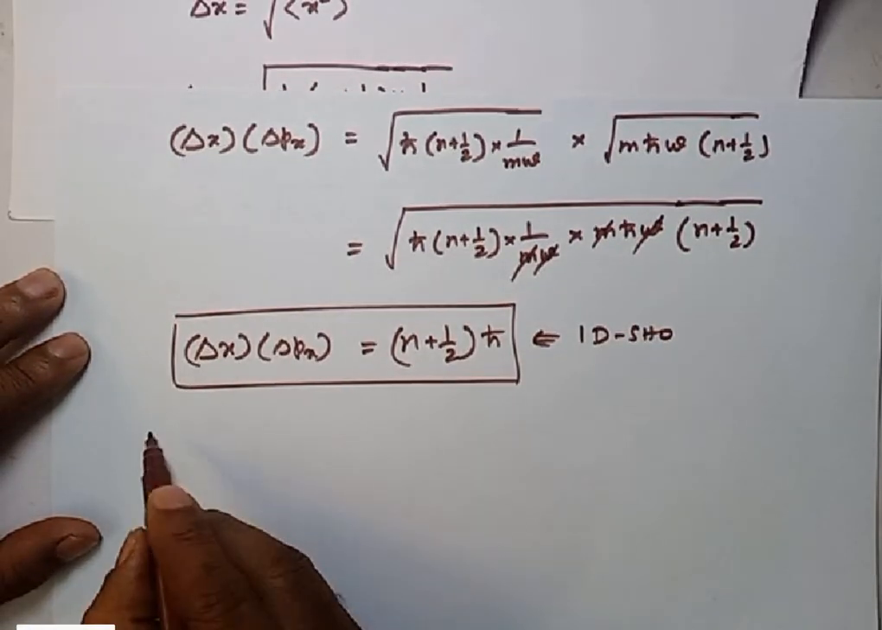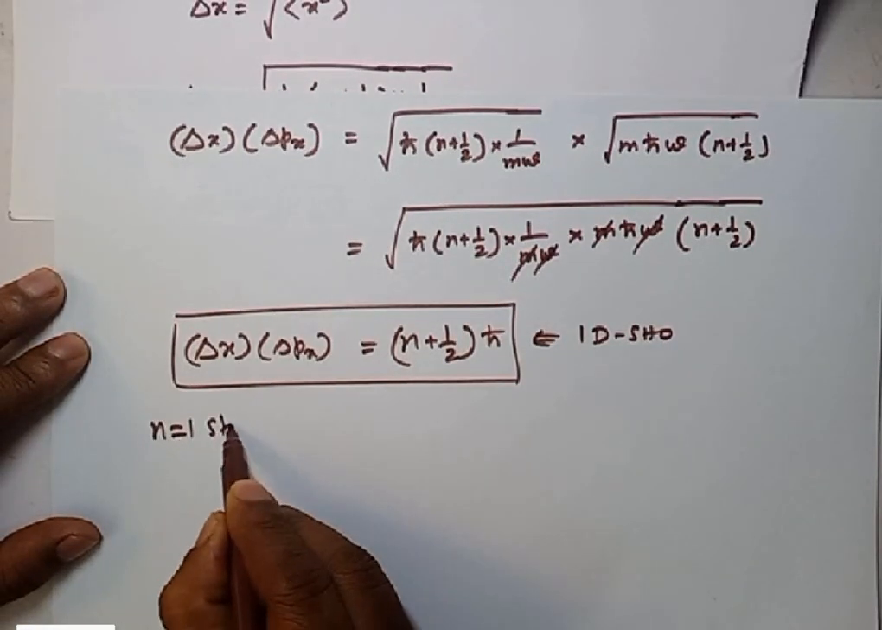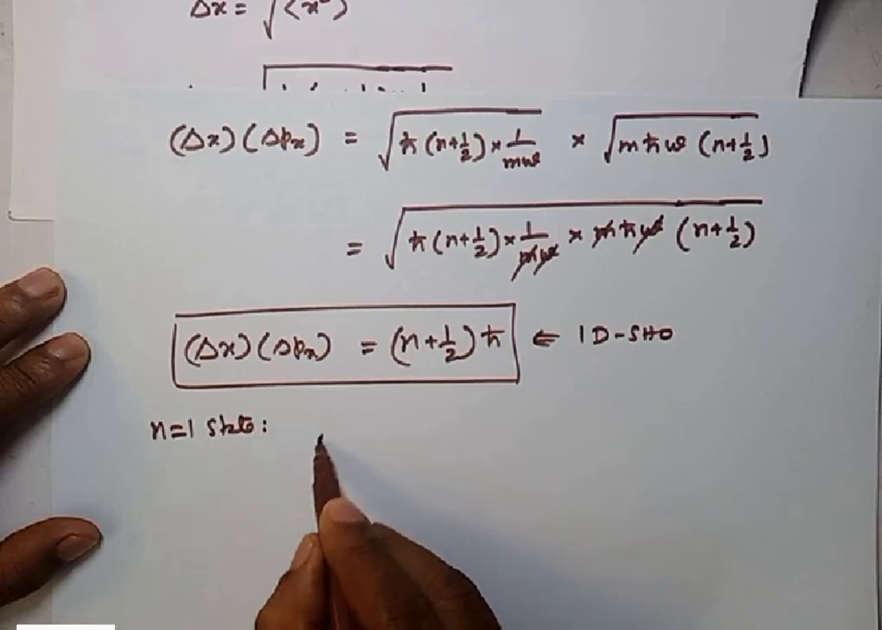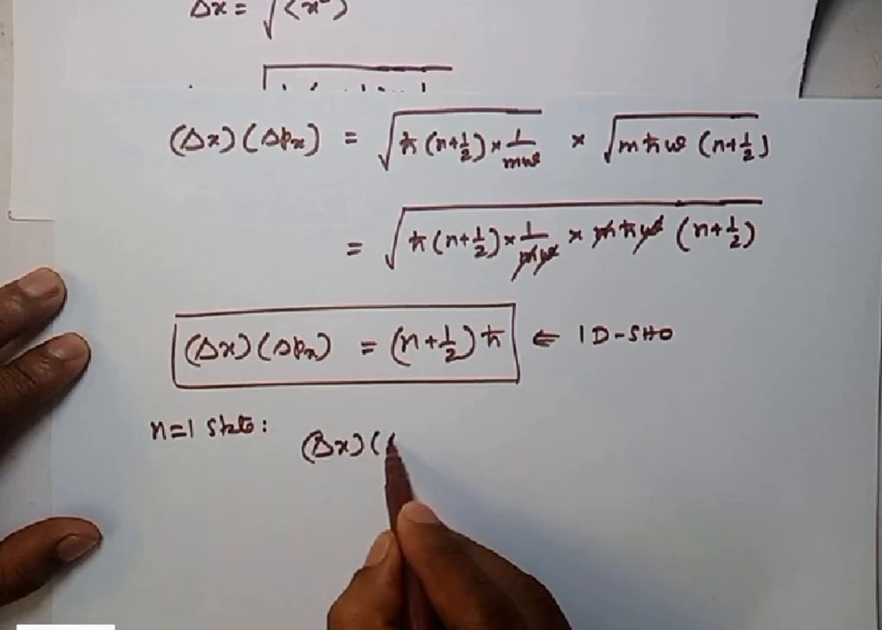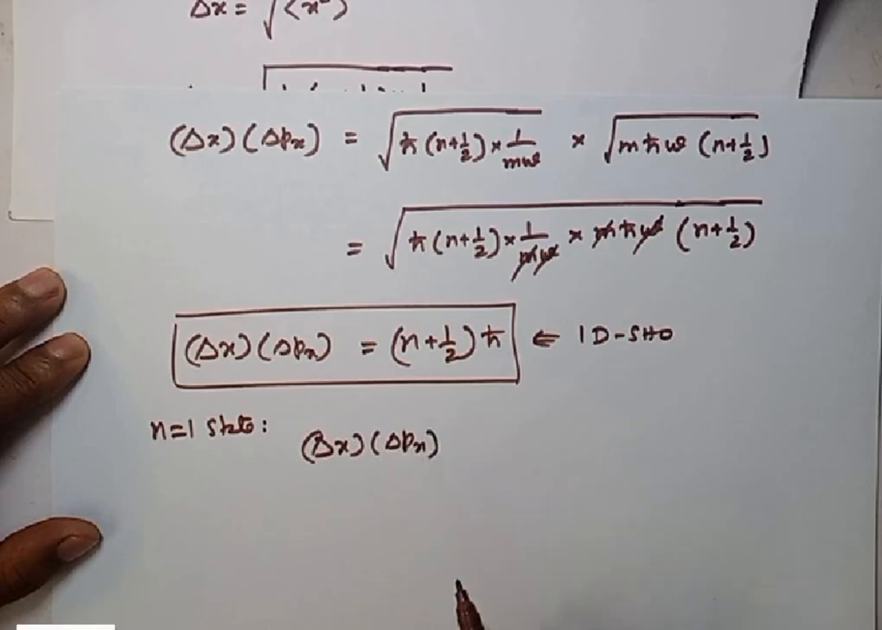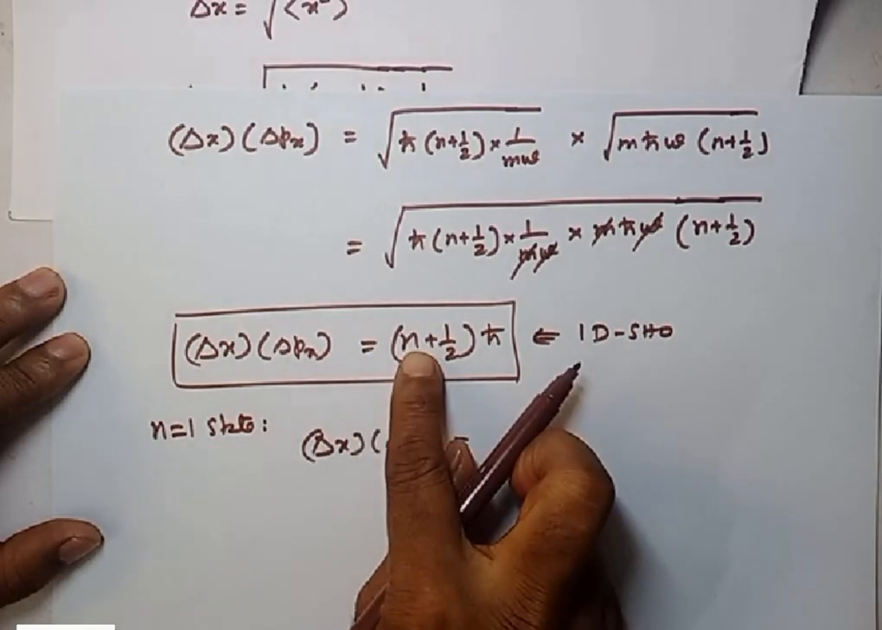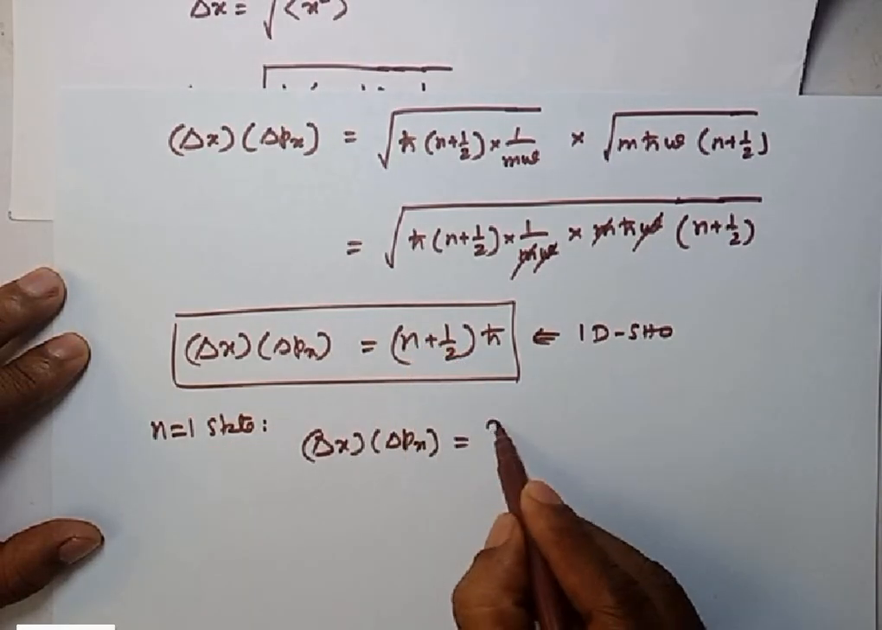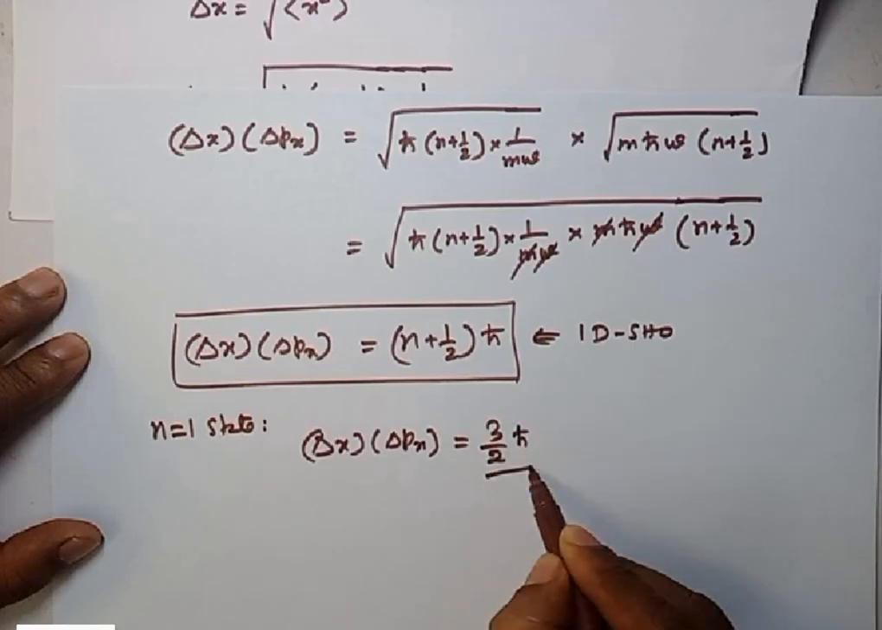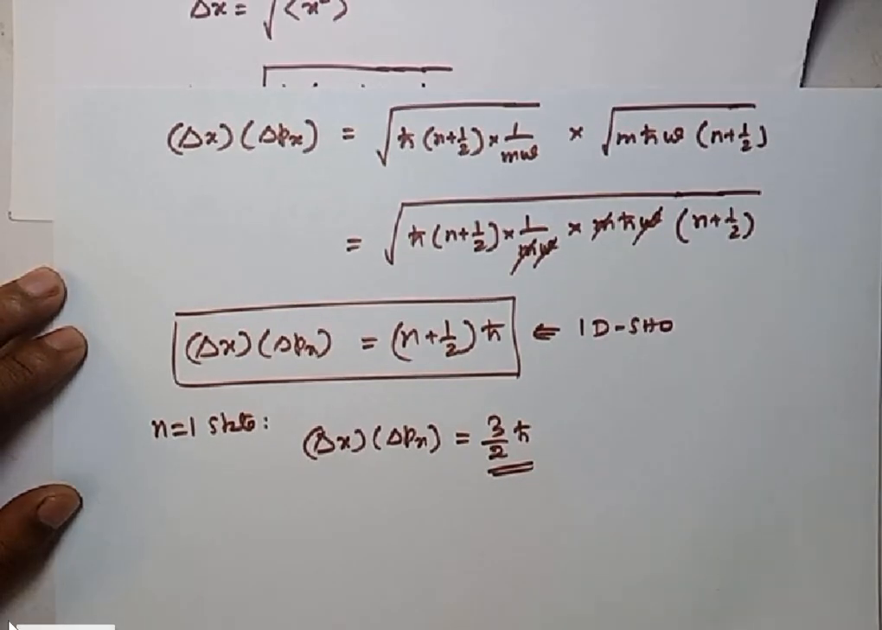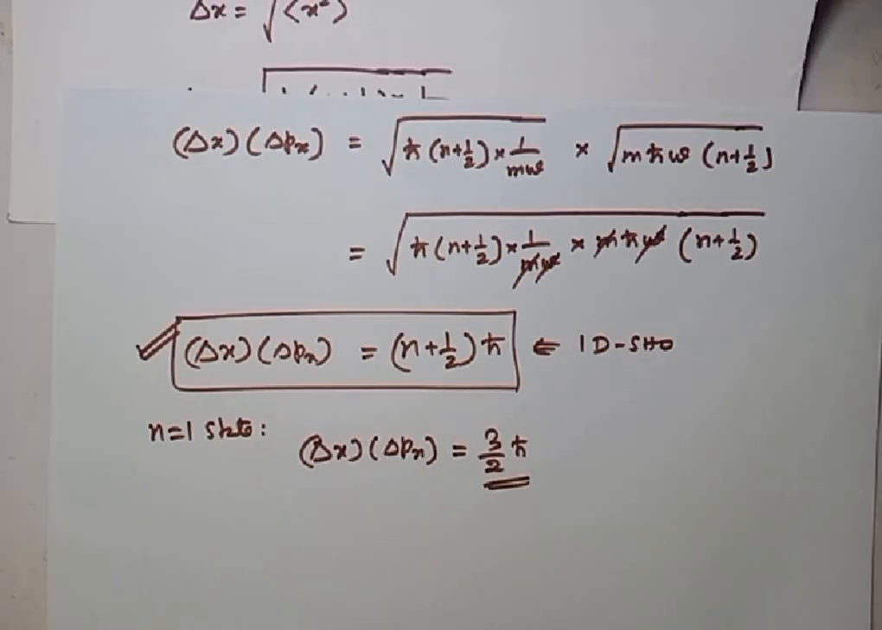Now for the n equal to 1 state, what is the uncertainty, delta x into delta px? Put n equal to 1 here, 1 plus half is 3 by 2, so it is 3 by 2 h cross. Take down. So the correct option for this question is option.